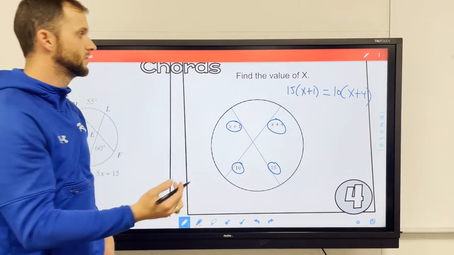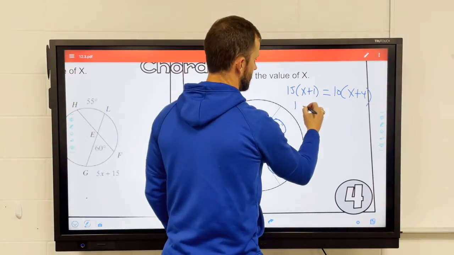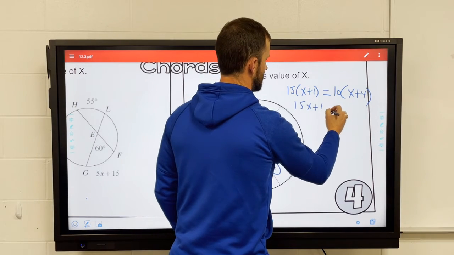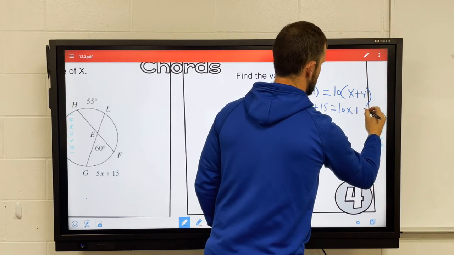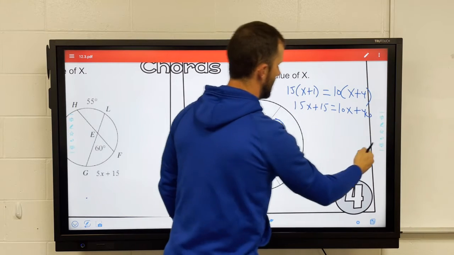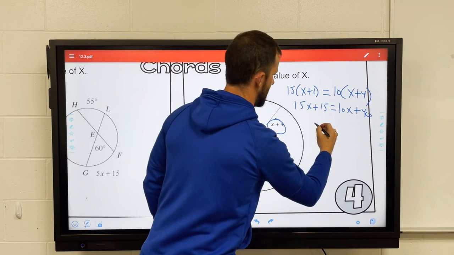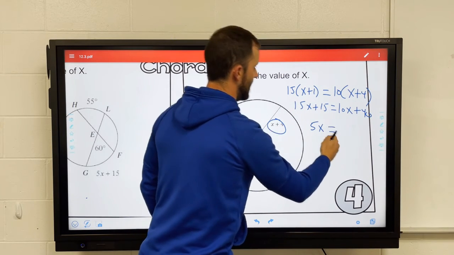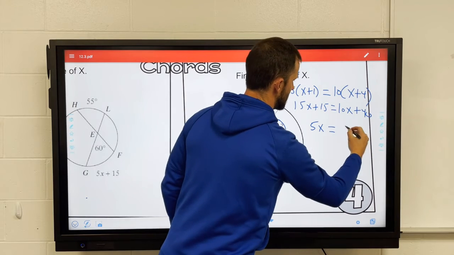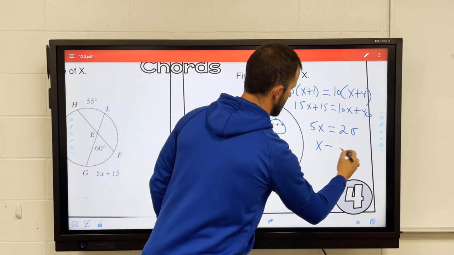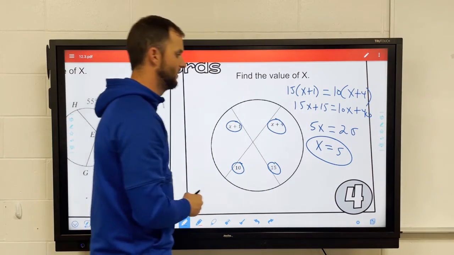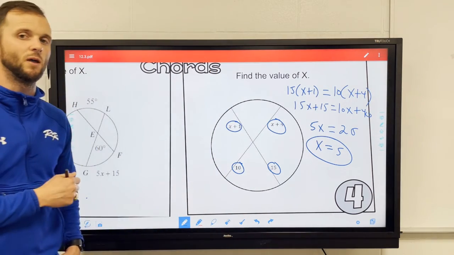So now all I have to do is solve. So distribute the 15. So that's going to give me 15x plus 15. And distribute the 10. So that's going to give me 10x plus 40. I'm going to subtract 10x on both sides, which is going to give me 5x. I'm going to subtract 15 on both sides, which is going to give me 25. I'm going to divide by 5 on both sides, which is going to in return give me 5. And so that's going to end up giving me the value of x here.